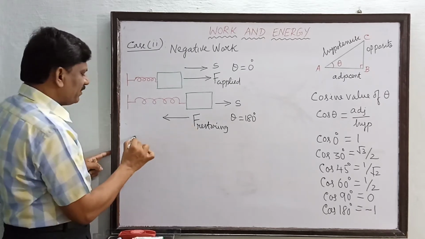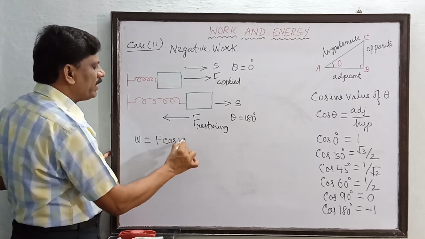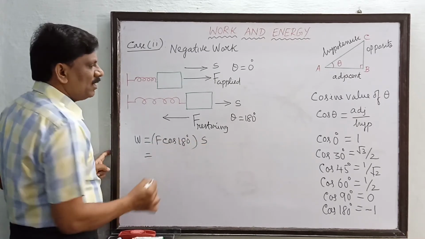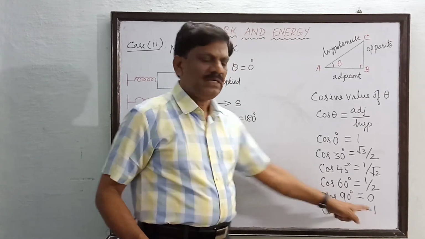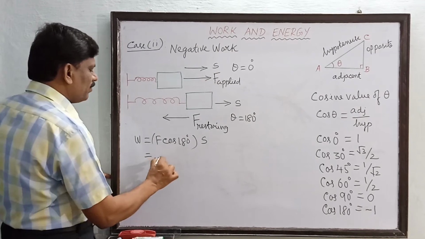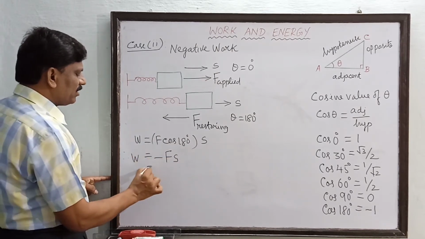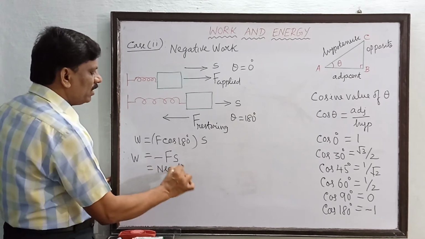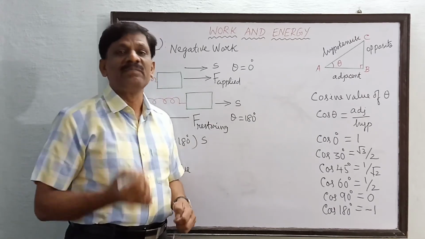So as per the definition of work done, W is equal to F into cos of 180 degree into displacement. So what is cos of 180 degree? It is minus 1. Therefore, this is equal to minus F into S. Therefore, W is equal to minus F into S, that is negative. Have you understood, students? Have you understood? So many examples can be given.